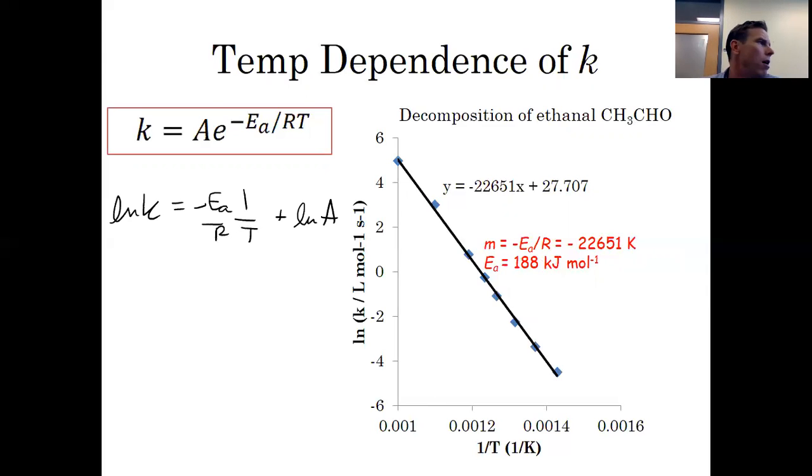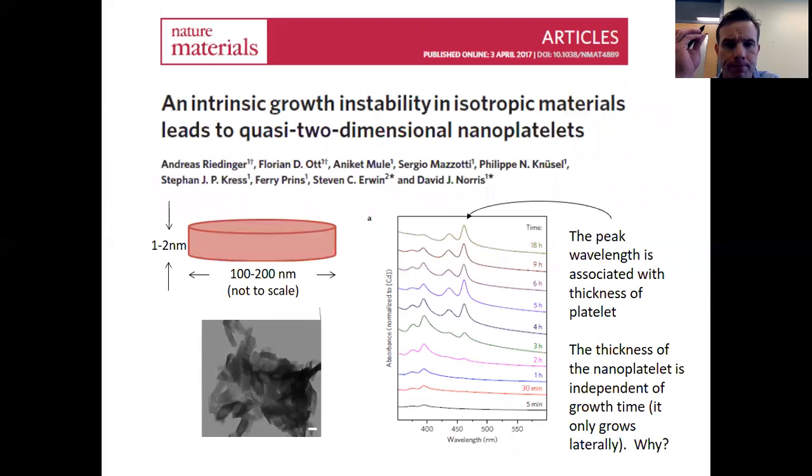And I wanted to close with just one example for you. And it actually has to do with my own research lab. So this was an article published not so long ago, 2017, and it was in the journal Nature Materials. It's from a group out of Switzerland, out of Zurich. And what they were making were these substances called nanoplatelets.